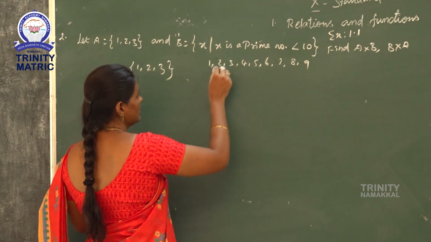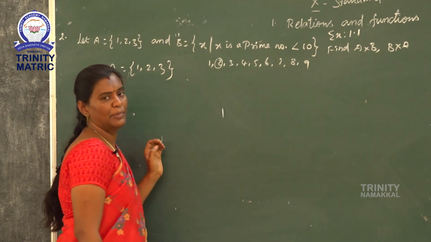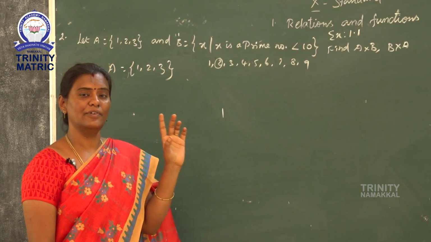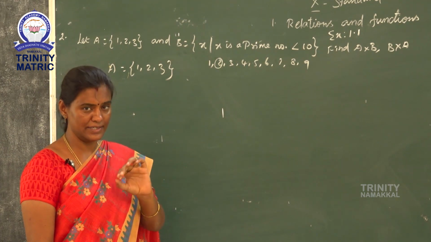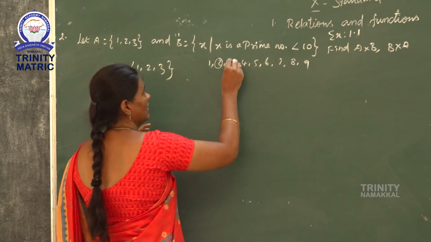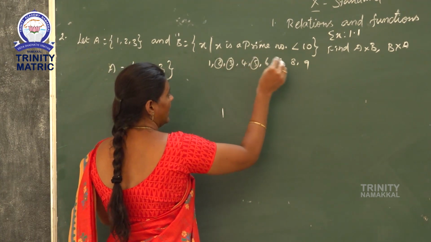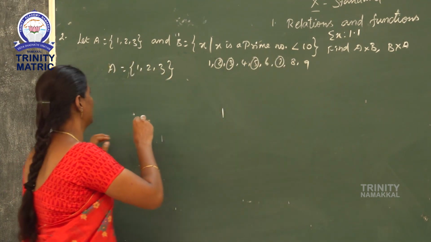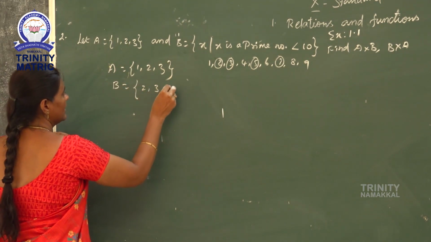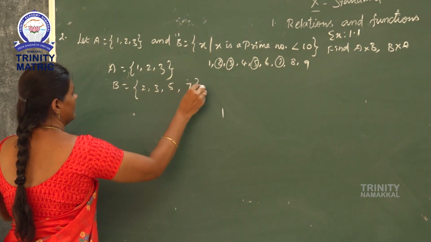What are the prime numbers? A prime number is nothing but a number that has only two factors. One factor is 1 and the other factor is the number itself. Here 2 is a prime number, and 3, 5, 7 are prime numbers. Now the set B is equal to 2, 3, 5, 7.